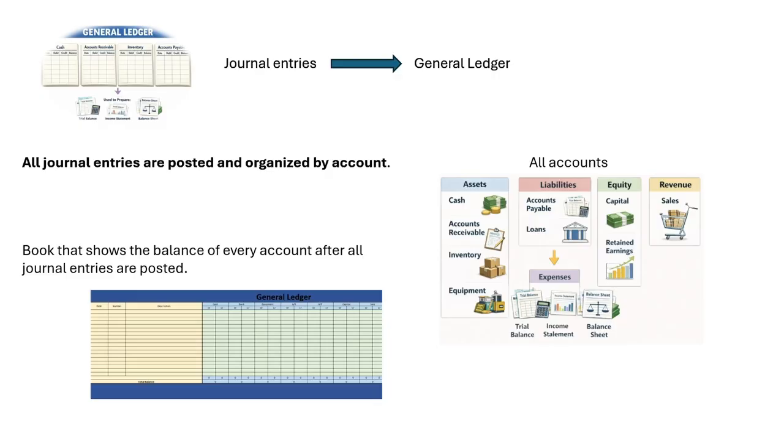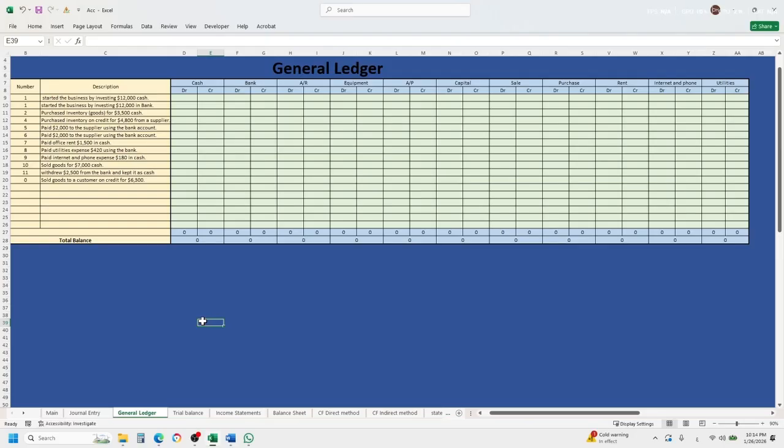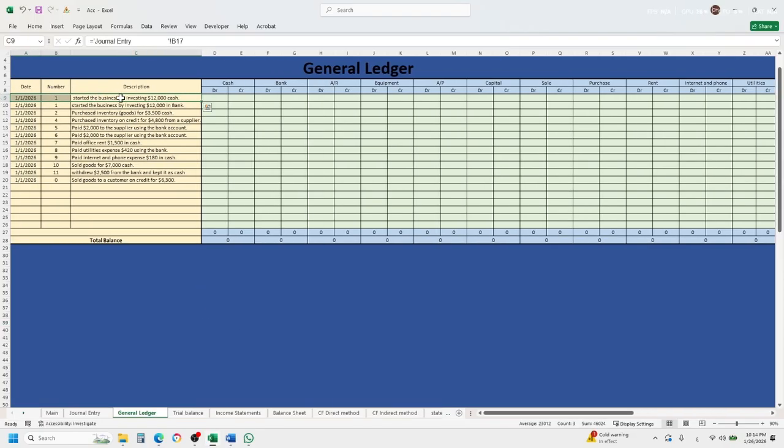In the next part of this lesson, we will take our example and actually post journal entries into ledger accounts, step by step, so we can see exactly how the balances are calculated. Now moving to the general ledger, the second step in the accounting cycle. As we said, we're going to bring our journal entries and post them here to reach the running balance and see the balance at the end.